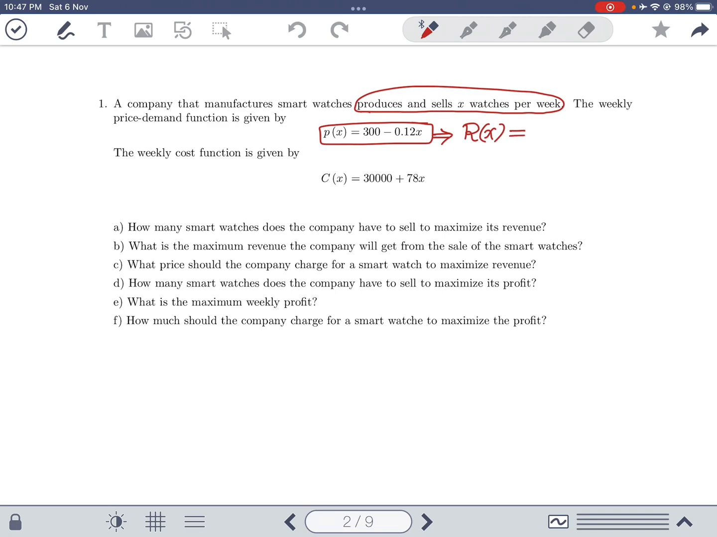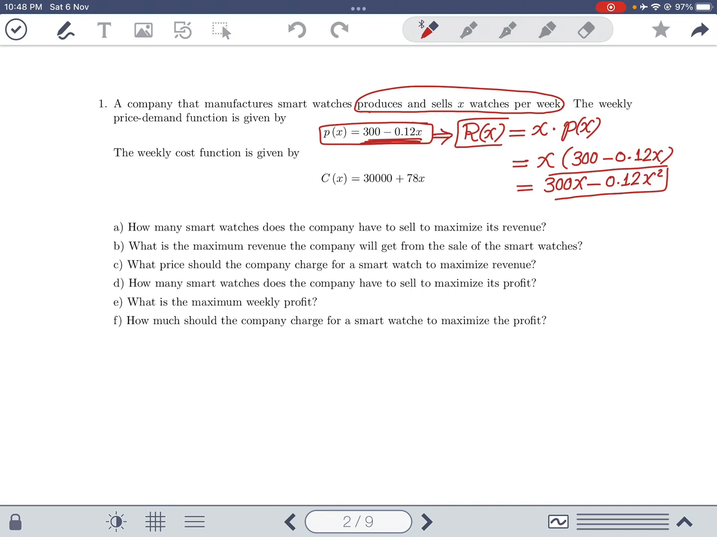The weekly revenue is just the production level, or how many they produce per week, times the price of each item. So the number of items times the price per item. That will give you the revenue. In this case it will be x times p of x. They gave us 300 here, minus 0.12x, and so you get 300x minus 0.12x squared. So from the beginning I computed the revenue, because definitely it will be involved in this question.